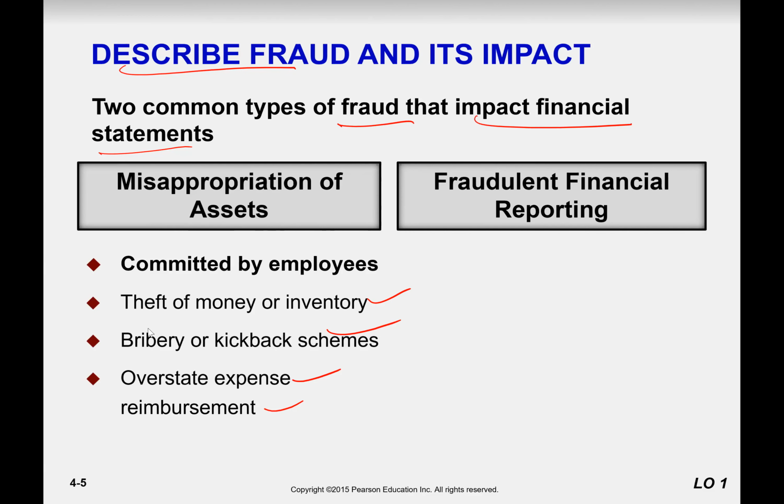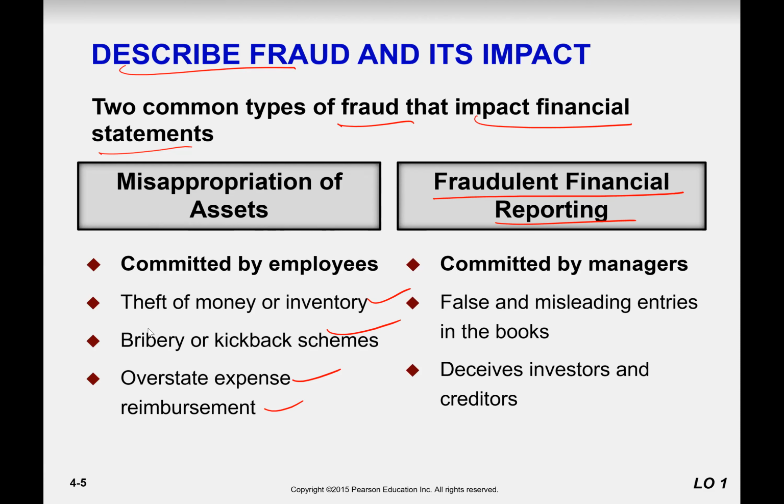of fraud is called fraudulent financial reporting. This type of fraud is committed by company managers who make false and misleading entries in the books. These frauds deceive investors and creditors. The purpose of this type of fraud is to deceive investors and creditors into investing in or loaning money to the company, which they might not otherwise have done if they had seen the true financial reporting.